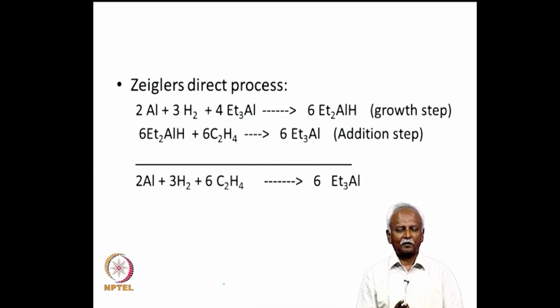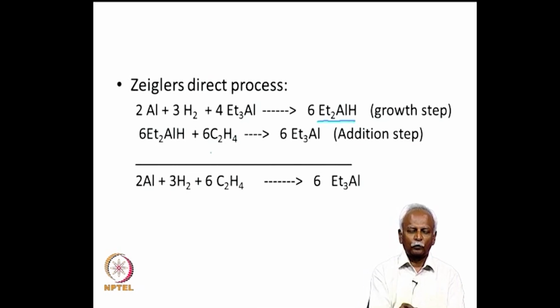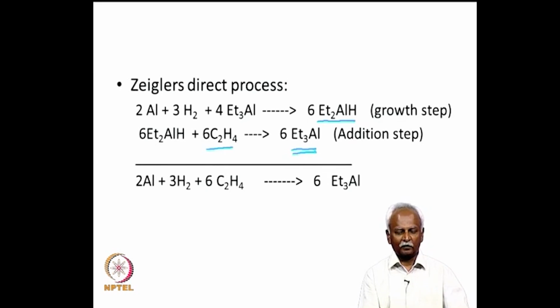So, here is the net reaction for this whole process. If you treat aluminum with hydrogen in the presence of triethyl aluminum, which is a catalyst, then you get a growth step where you end up making alumane, and this alumane can add on ethylene. So, each of these aluminum hydrogen bonds adds on a molecule of ethylene, and it leads to the triethyl aluminum. So, if you have a small amount of triethyl aluminum, it can catalyze this whole reaction. The net reaction, of course, is the formation of triethyl aluminum.